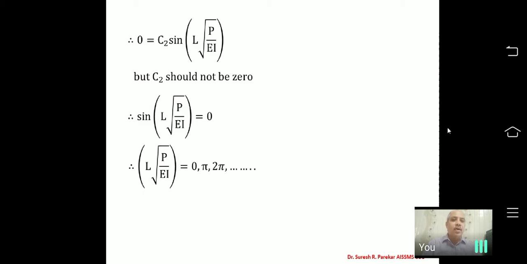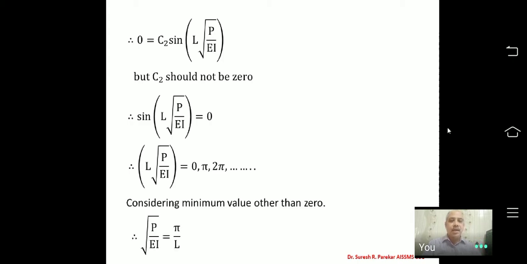So now I get L root P upon EI equal to pi, because for strength we always have to consider the minimum. So root P upon EI is equal to pi by L, because we have taken the minimum value which is pi. Now if we simplify it again, I get P equal to pi square EI upon L square. So this is Euler's formula, and this Euler's formula is applicable for long columns.